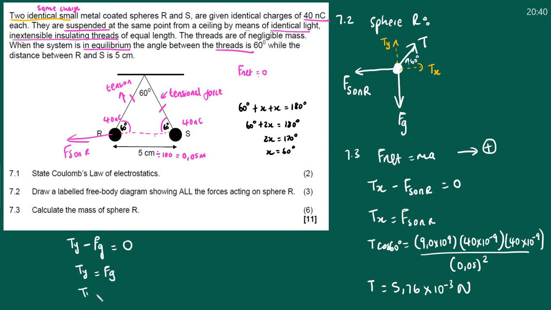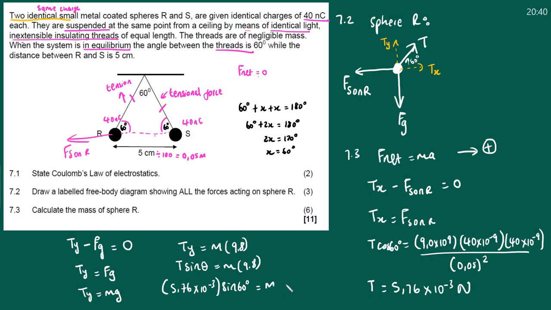But now remember, Fg is mg, right? I need the mass. I know that here it's 9,8. That means I must get Ty, which will be T sine theta. Now, if I didn't have tension, then I would be stuck. But luckily we found tension. We can put it as 5,76 times 10 to the power negative 3. Then we say sine 60 degrees is equal to m into 9,8. And therefore, what is the mass of that sphere?